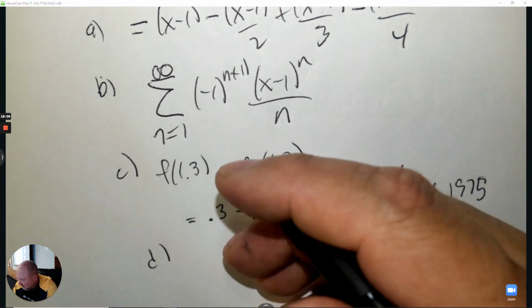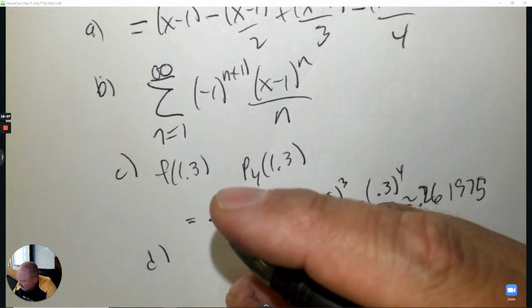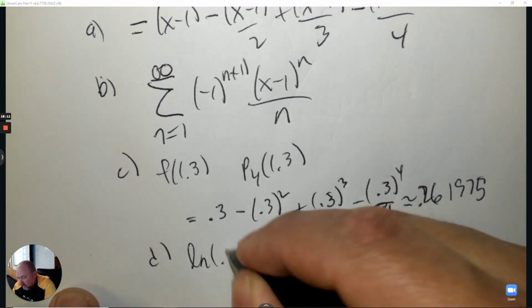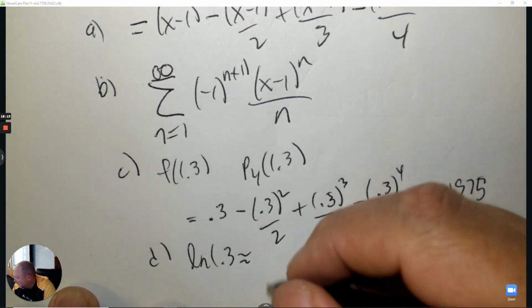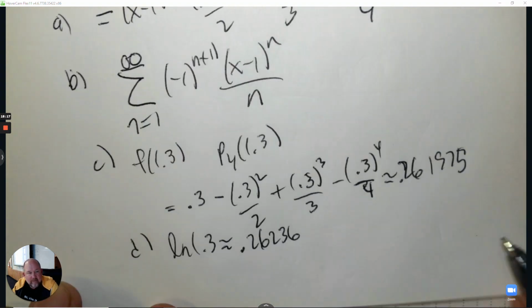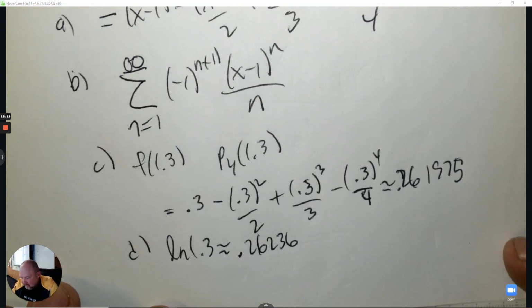Part D, it says, what is actually right? Ln 1.3. Find the actual value. So use your calculator and the approximate value is 0.26236. So you can see how close it is.